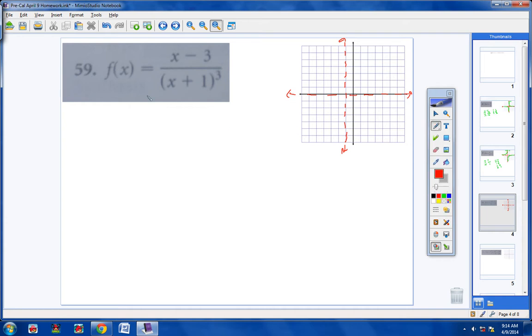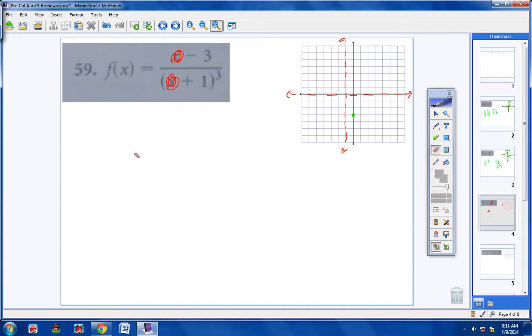Now let's find the y-intercept by putting a 0 in for x, 0 in for x right here, and a 0 in for x here. 0 minus 3 is negative 3. 0 plus 1 is 1. 1 to the third power is 1. So I'm getting out negative 3 for my y-intercept, negative 3.